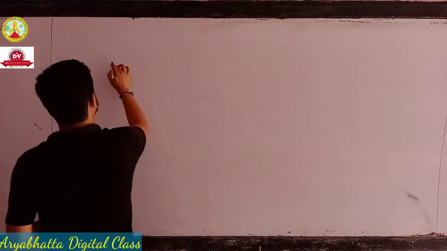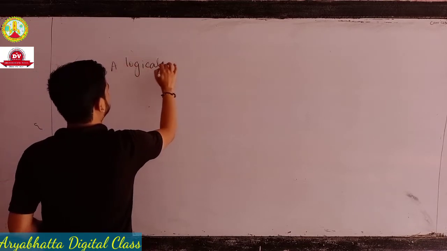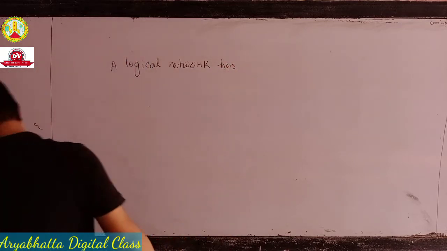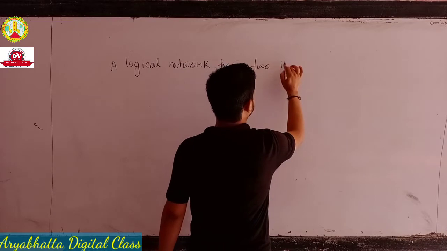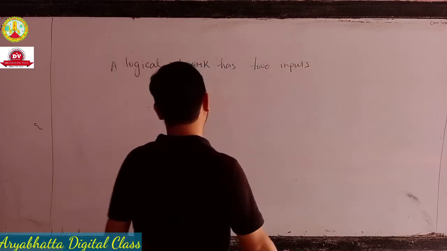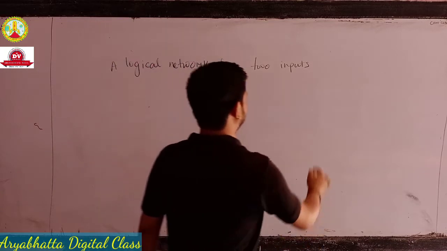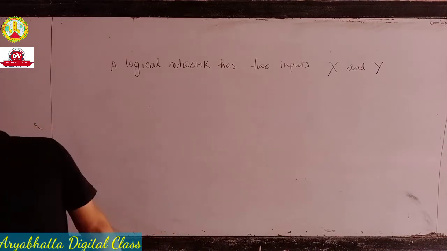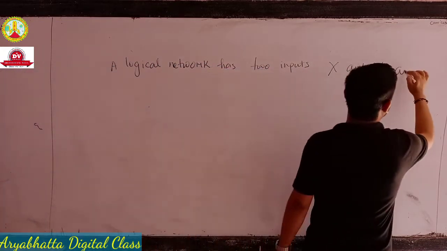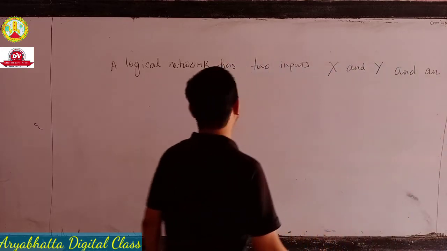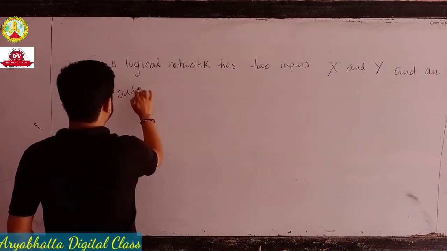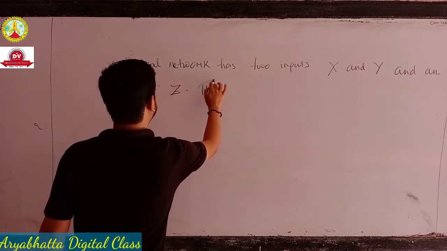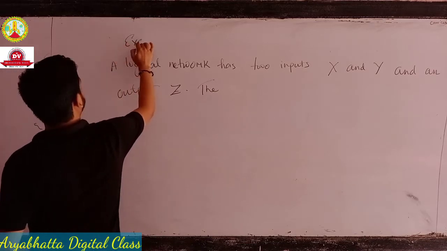A logical network has two inputs x and y, and an output z. Okay, that is an example. Okay, this is an example of SOP.